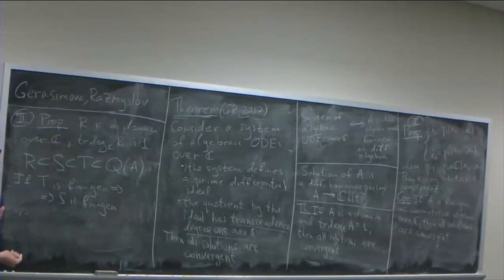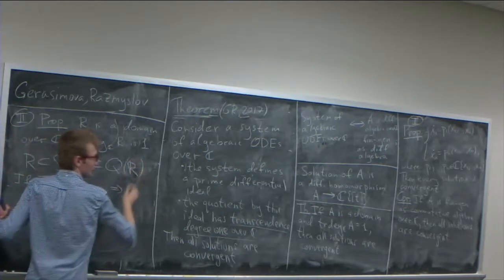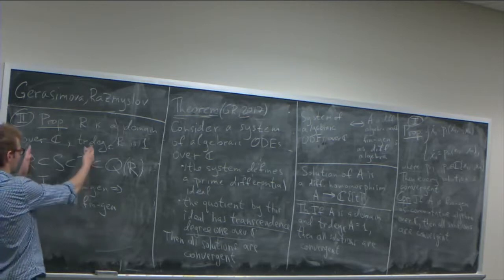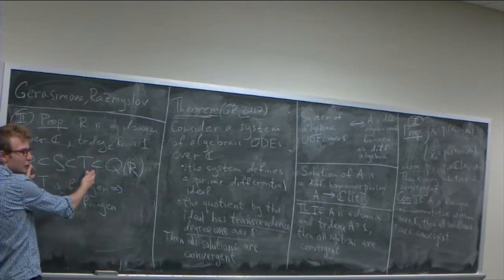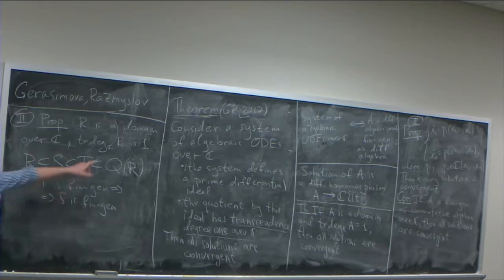What's A? Oh, sorry, R. So somehow in transcendence degree 1, the property of being finitely generated obeys, somehow, if you bound from above and from below by a finitely generated algebra, the middle will also be finitely generated. In this case, in the transcendence degree 1 case. But if not, then it's not necessarily true.